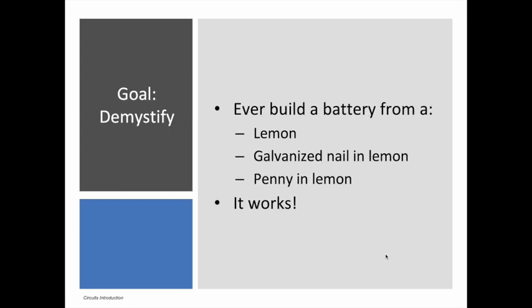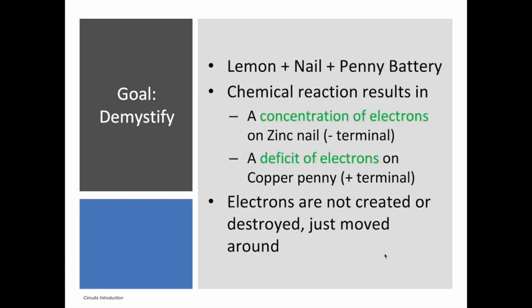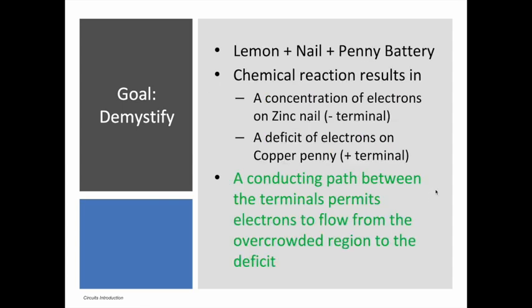Ever build a battery from a lemon, galvanized nail, and a penny? It works. I'm not making this up. The chemical reaction results in a concentration of electrons on a zinc nail, we'd call the minus terminal, and a deficit of electrons on the copper penny, which we'd call the plus terminal. Note that electrons are not created or destroyed in this process. They're just moved around between the plates of the battery. If we introduce a conducting path between the battery terminals, that permits electrons to flow from the overcrowded region to the deficit region.